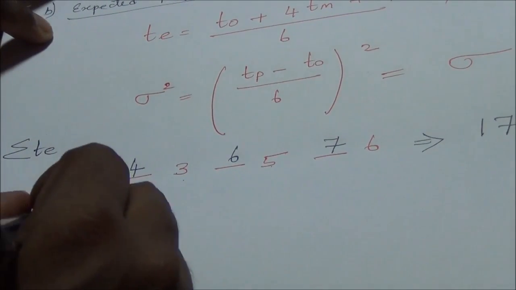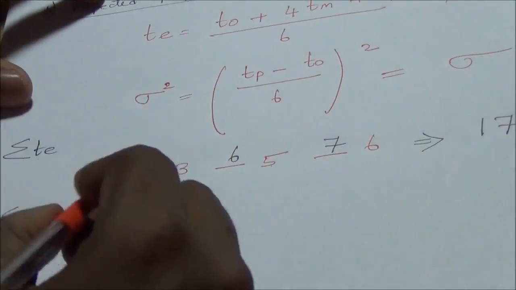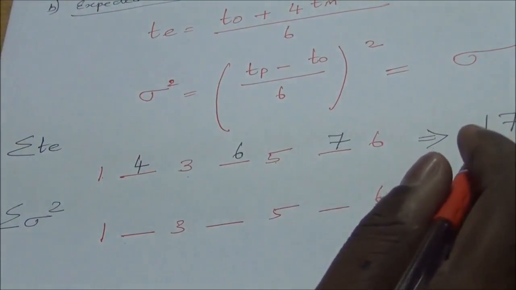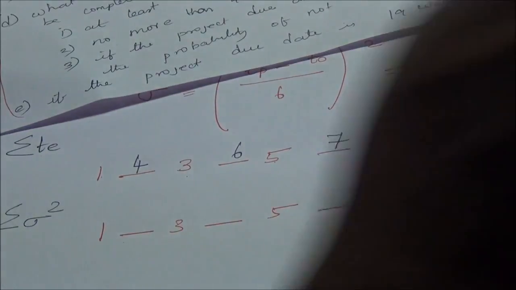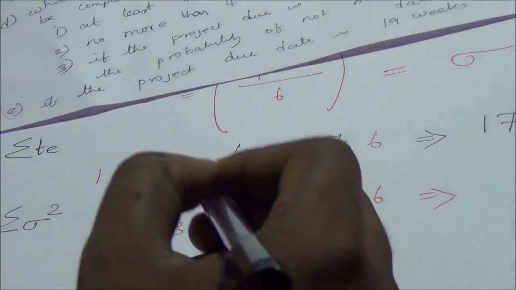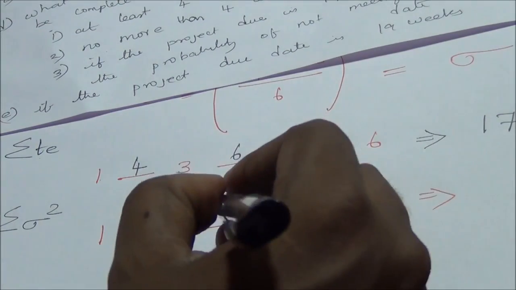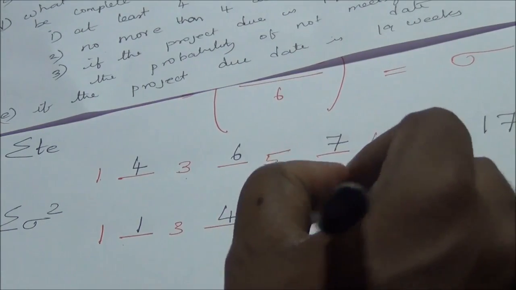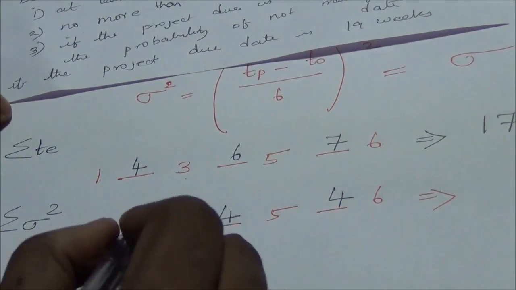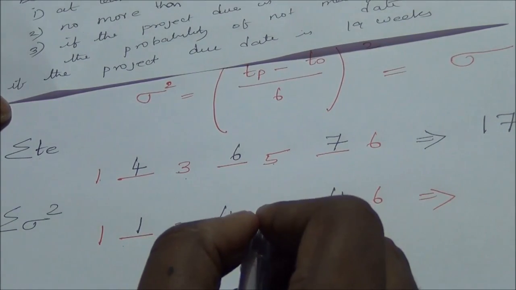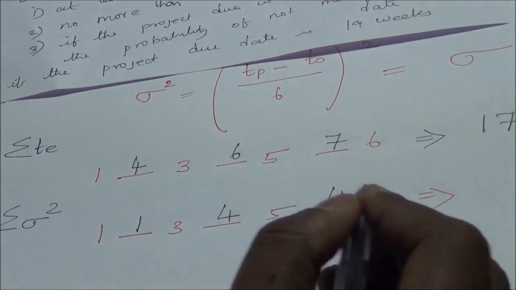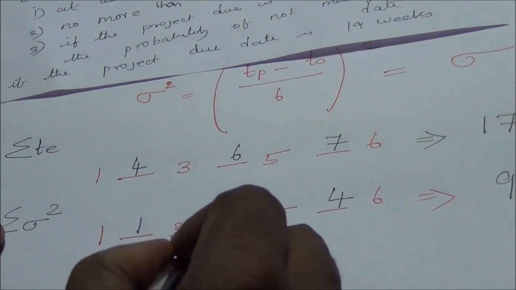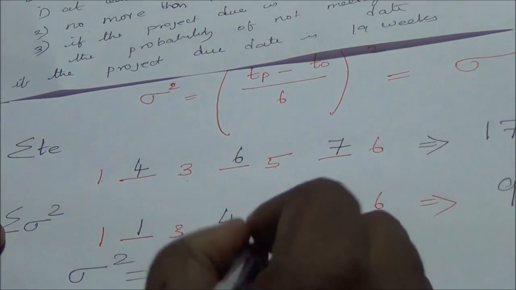Next we have to calculate the sigma square for this critical path 1, 3, 5, 6. So the sigma square value is, from 1 to 3 we have 1, from 3 to 5 we have 4, from 5 to 6 we have 4. So that will be 9. So sigma square is equal to 9, so sigma is equal to 3.